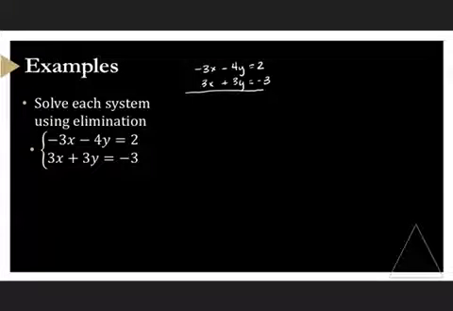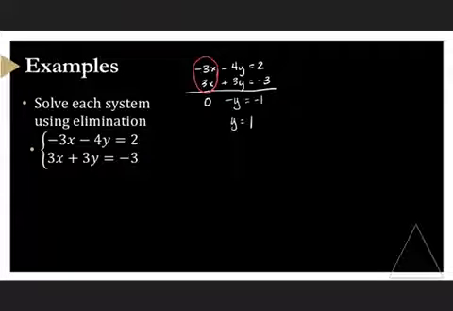Okay, now notice right here in the x's, one of them is a negative 3, one of them is a positive 3. And we know that if we add a positive and a negative version of the same number, we get 0. And that's what we're going for. We want those to become a 0 so that we can eliminate them. So if I take these two equations and I just add straight down, negative 3x plus 3x is 0. Negative 4y plus 3y is negative y. 2 minus 3 is negative 1.